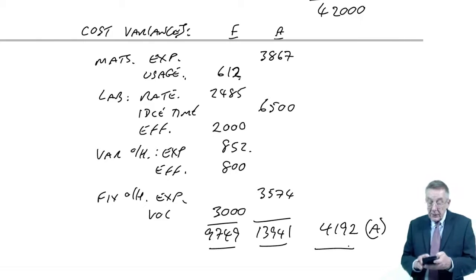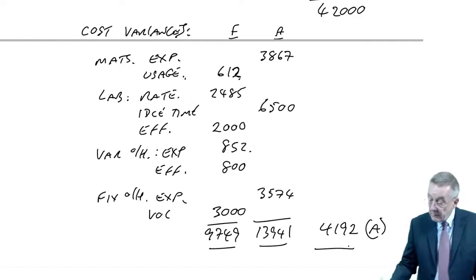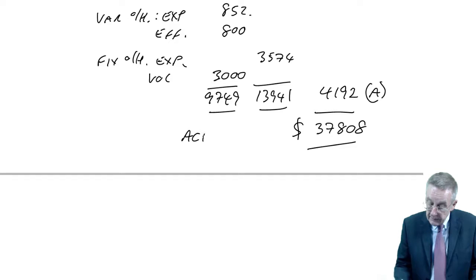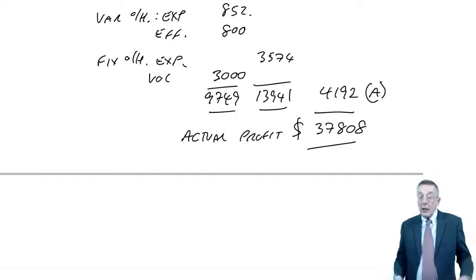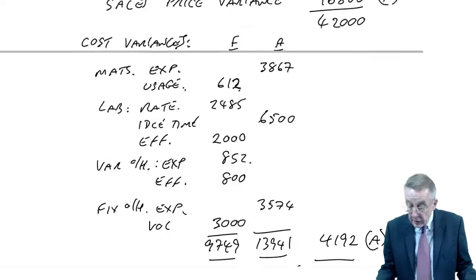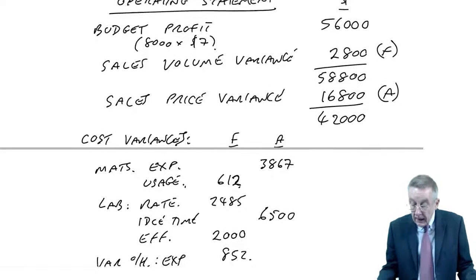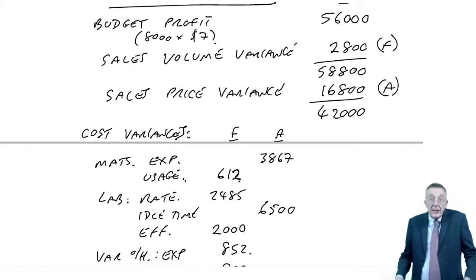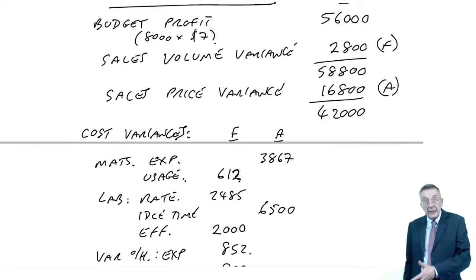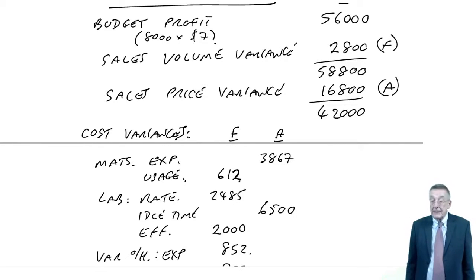We've got as far as 42,000 minus 4,192 is 37,808. Which, if you look back, was the actual profit. So you see what I mean? I said you're not going to be asked to prepare it, but do be aware what it is and why management is so interested. They expected 56, they want to know why we didn't get 56, and there's the explanation.